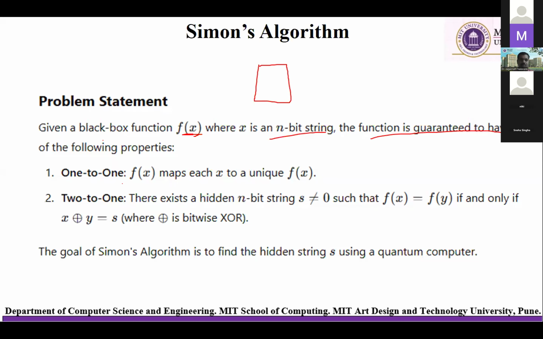The first one is the one-to-one property. f of x maps each x to a unique f of x. The second is the 2-to-1 property. There exists a hidden n-bit string s, which is not equal to 0, such that f of x is equal to f of y if and only if x XOR y is equal to s. The goal of Simon's algorithm is to find the hidden string s using a quantum computer.